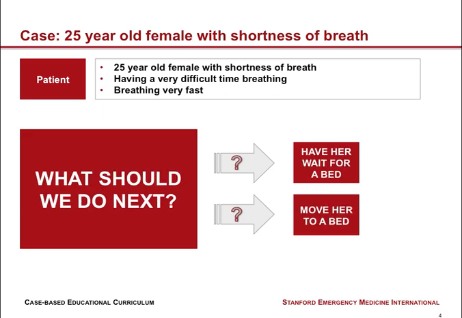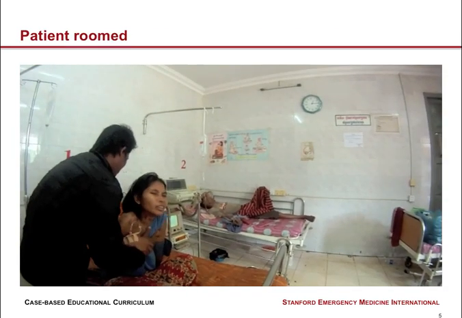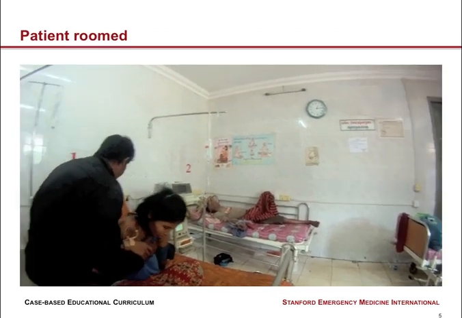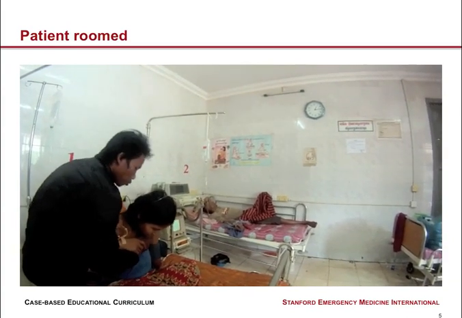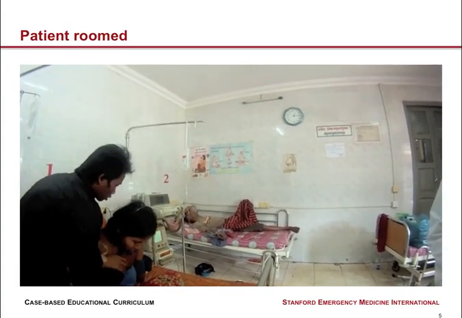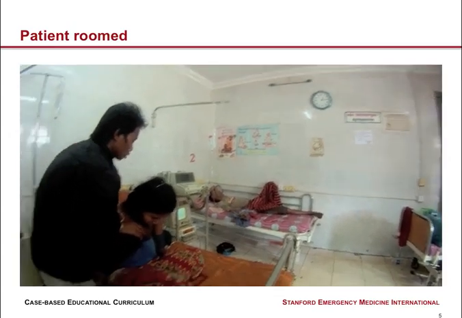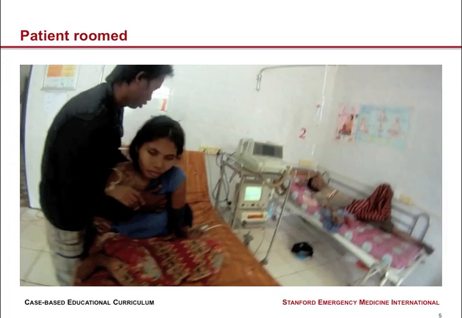So the next step, what should we do next, is either have her wait for a bed or move her to a bed immediately. And since we've determined that this is an emergency, we're going to move her directly to a bed. And let's see what she looks like. So this is our patient, 25 years old and having a very difficult time breathing. Her husband is there trying to console her. She's breathing very fast and uncomfortable. She looks like she's really struggling to breathe. She looks like she's really struggling to move air. Yeah, and that's what we noticed too, which is why we decided she was an emergency case and brought her right in.